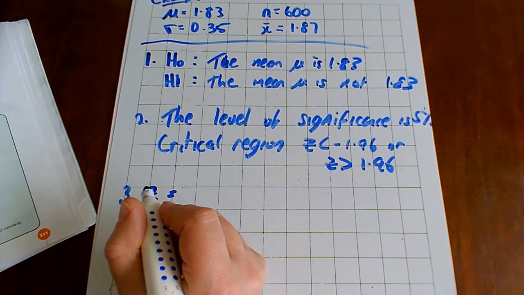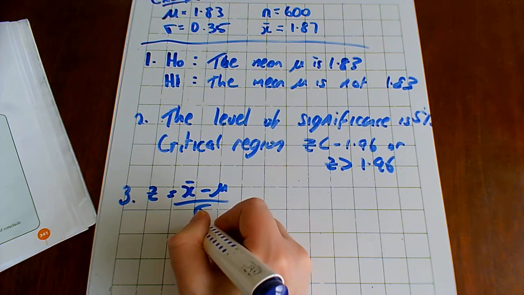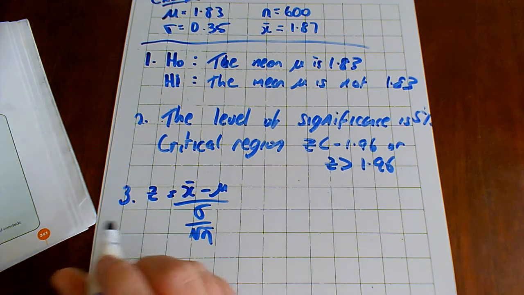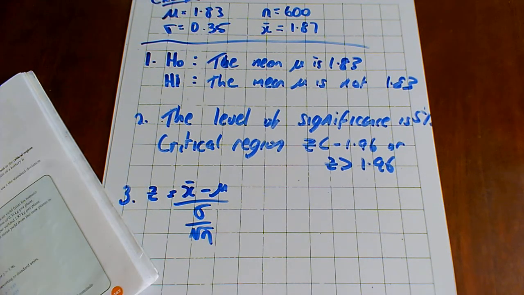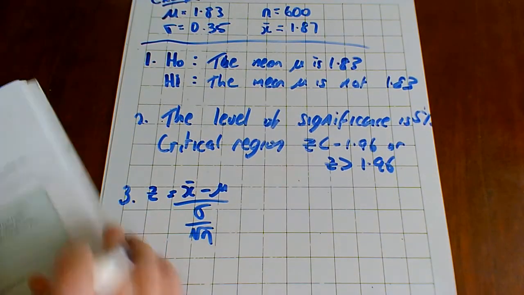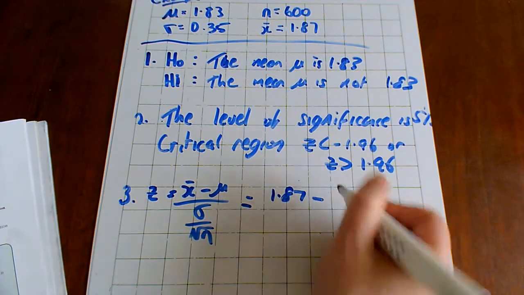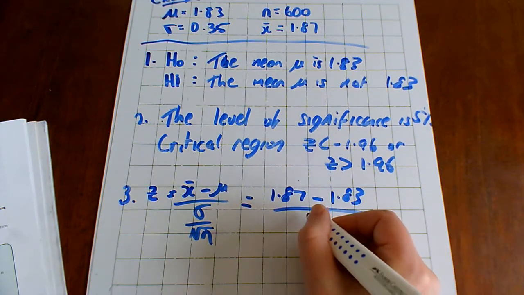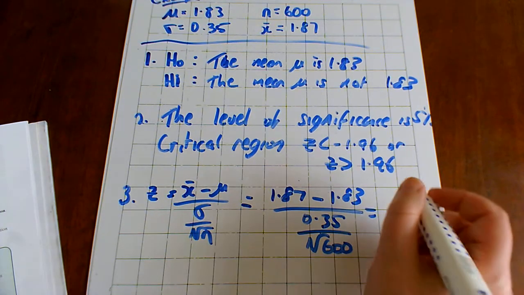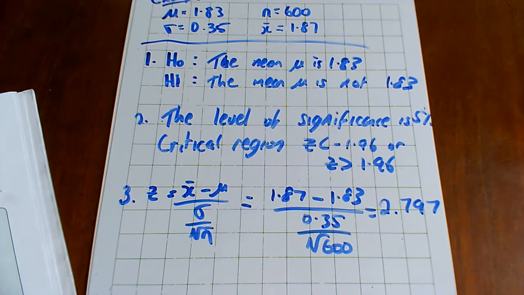Right, Z equals x bar minus mu all over standard deviation. You should know this formula off by heart now, but again, don't risk it in an exam. Always look it up. It's on page 35, I think. Yeah, it's on page 35, remember? Up the top there. Okay, so we're going to fill this in. Z equals x bar is 1.87 minus 1.83 all over 0.35 over the square root of 600, and you do that in your calculators. That should give you 2.797. And then the last step is step 4.